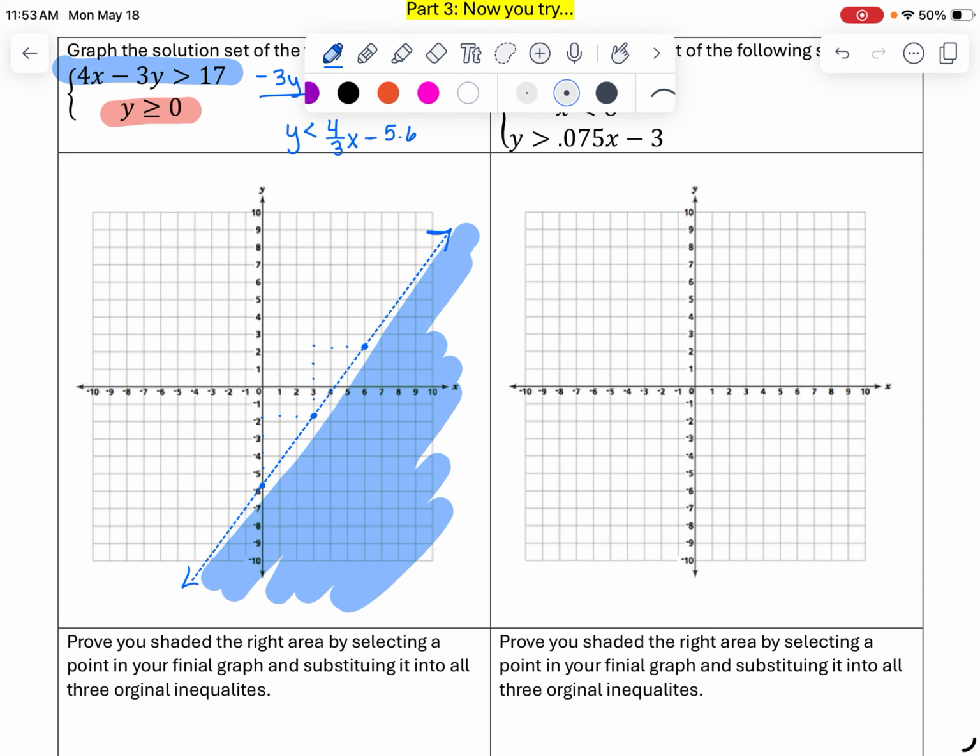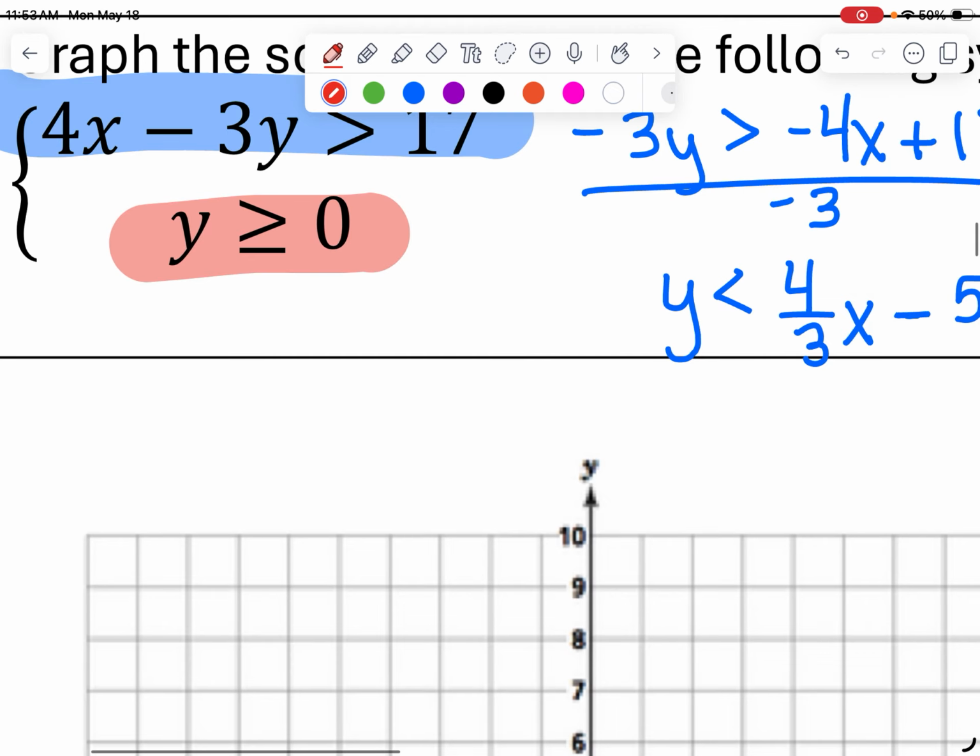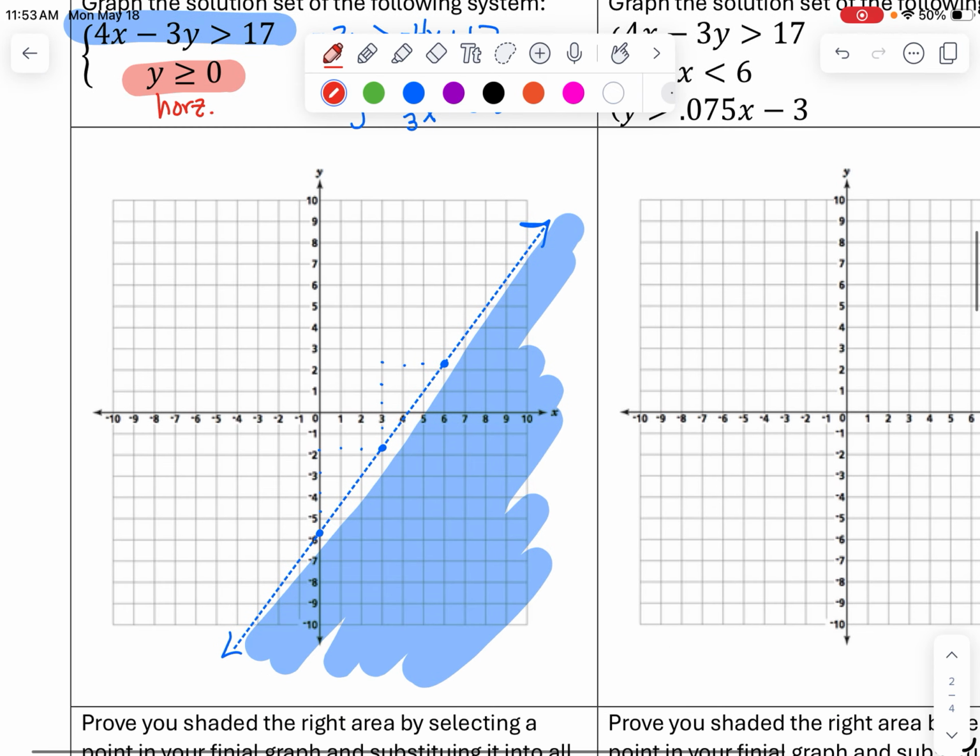Now the other equation is just a y value. And because we've studied that, that's just a horizontal line where y is 0. It's a solid line, and I'm going to shade above it. So there's my solid line. I'm going to shade above it.